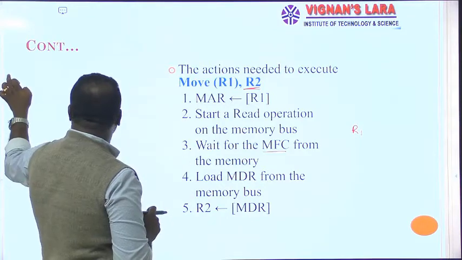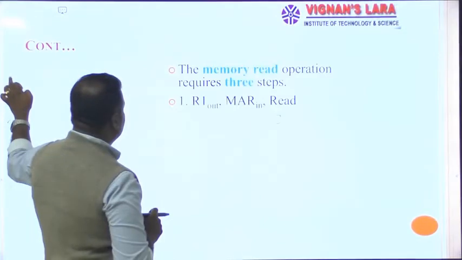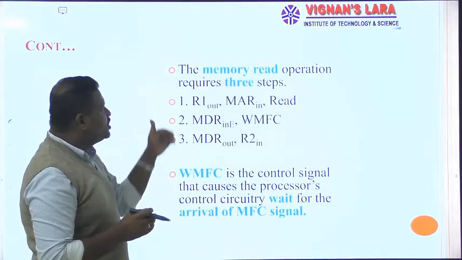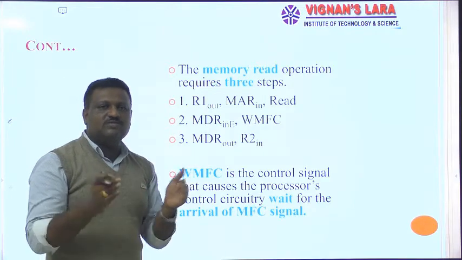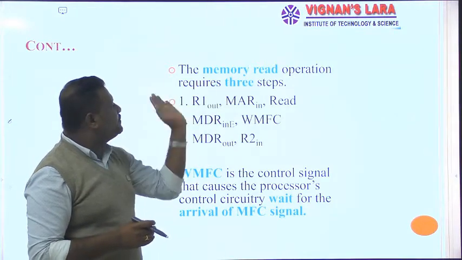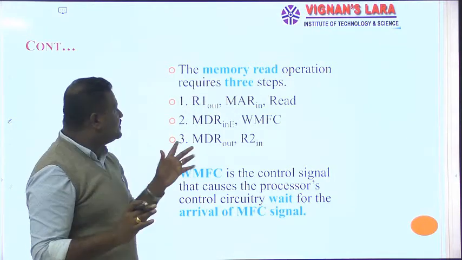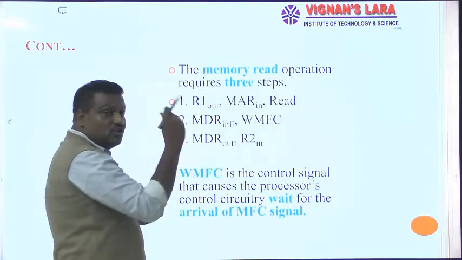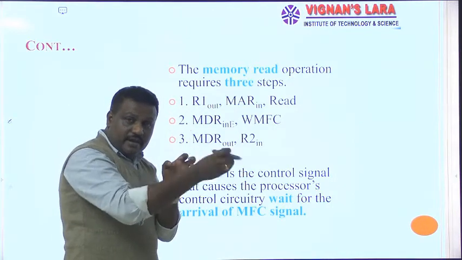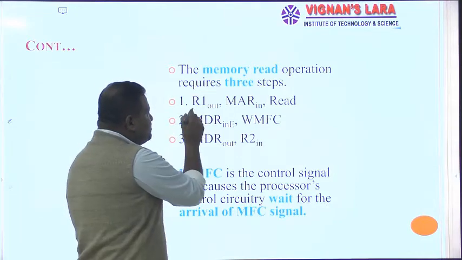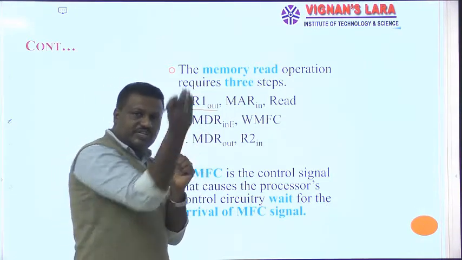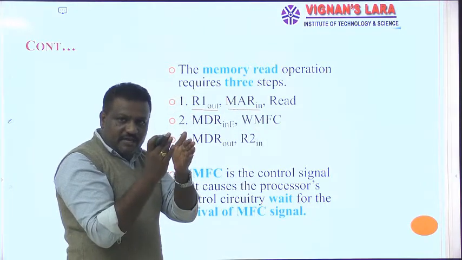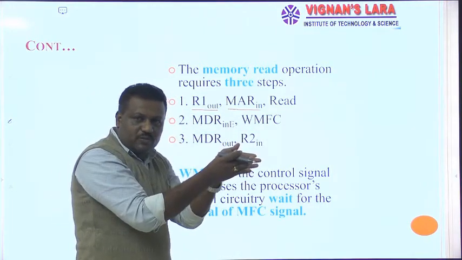Right. So to do this, what are the control signals? The sequence of control signals, and what is the sequence? A memory read operation requires 3 steps. What is the first step? The R1 content I transfer to MAR. In order to transfer the R1 content to MAR, the R1 out signal must be activated. At the same time, the MAR in signal must be activated. Then and only then is my R1 value copied into MAR.